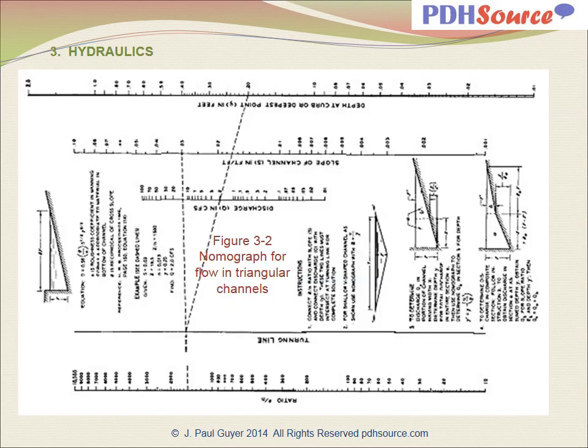Figure 3.2 is a nomograph for flow in triangular channels.